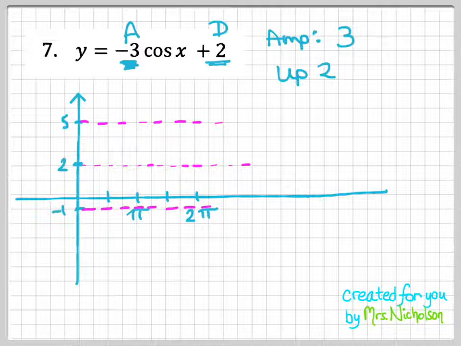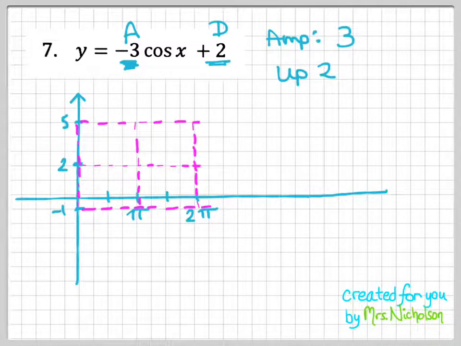And my period here hasn't changed. It is 2 pi. So I'm going to finish by the time I get here to 2 pi. Erase some of those extra marks. And of course, since we don't have a horizontal shift, we are starting at 0. And here's the middle of my window pane. All right, so I've got my window pane drawn.